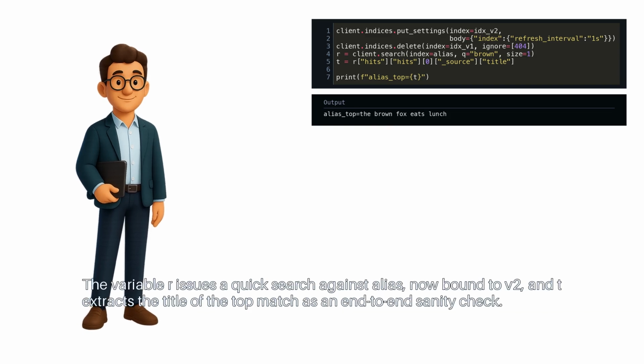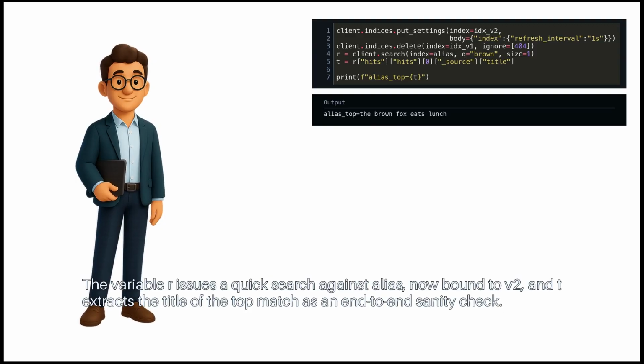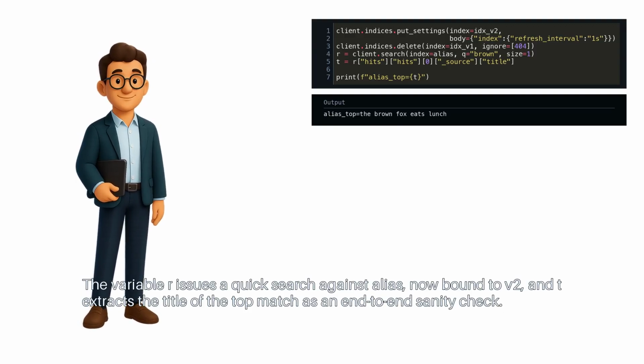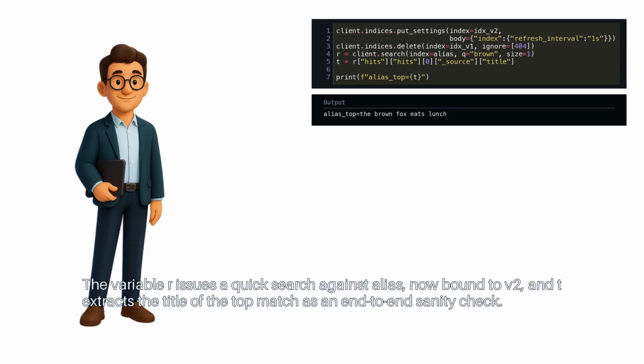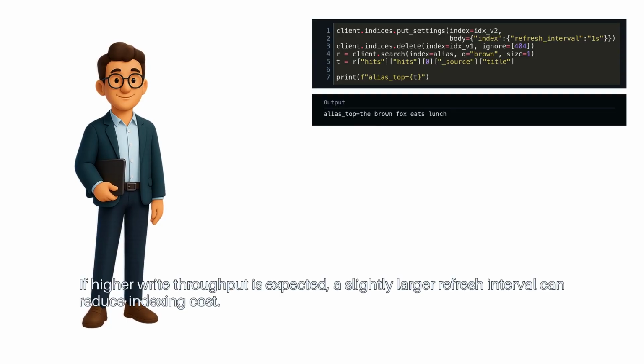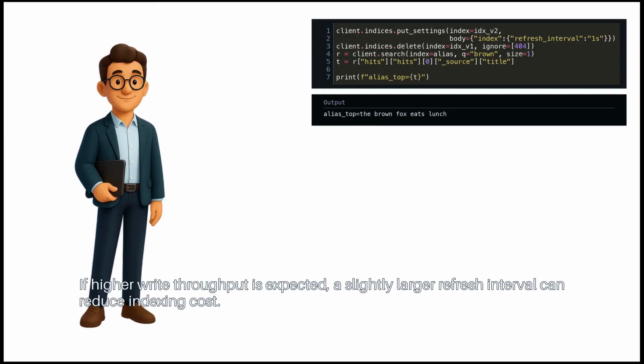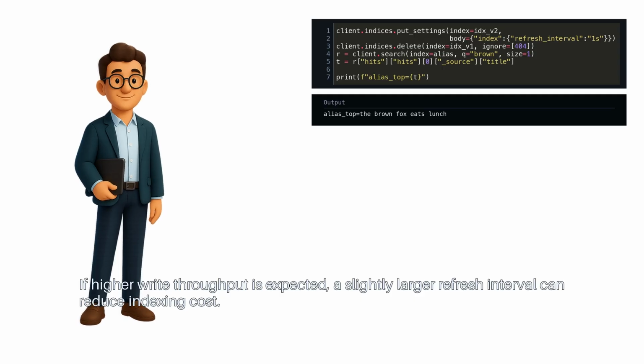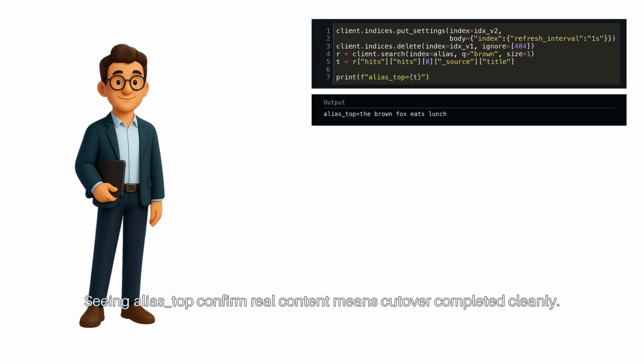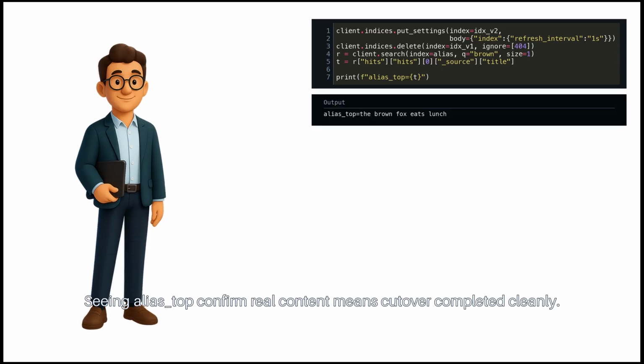The variable R issues a quick search against the alias, now bound to v2, and T extracts the title of the top match as an end-to-end sanity check. If higher write throughput is expected, a slightly larger refresh interval can reduce indexing cost. Seeing alias top confirm real content means cutover completed cleanly.